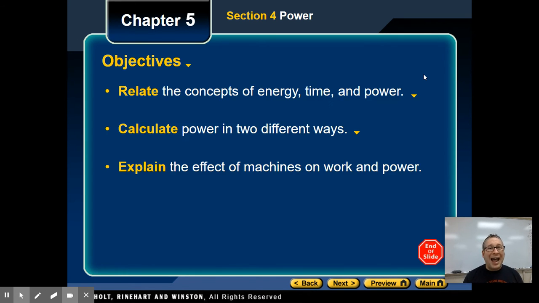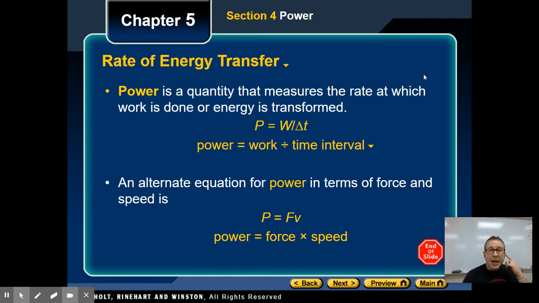Okay, and in power, we are going to talk about the concepts of energy, time, and power and how they relate. We're going to calculate power in 2 different ways and explain the effect of machines on work and power. We're actually not going to do that. We're mostly focusing on the different ways we can calculate power. So, power can be solved in one of 2 ways.